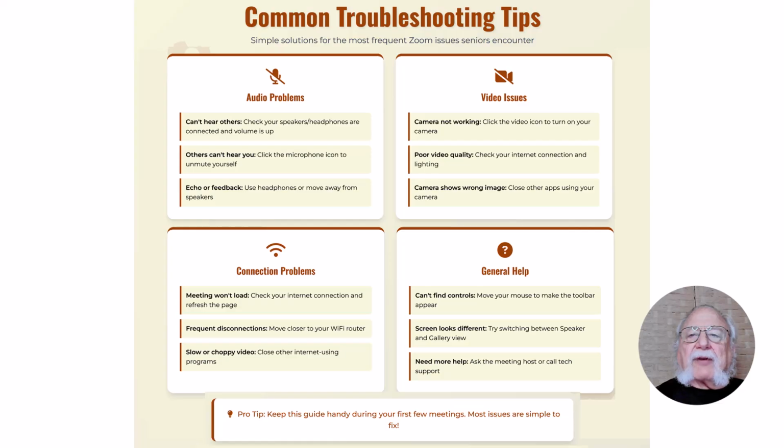For audio, if others can't hear you, check that you're unmuted, the right mic is selected, and try rejoining. If you can't hear others, check your volume, connections, and test your audio settings. For video, make sure your camera isn't blocked, in use by another app, or outdated, and restart Zoom if needed. For connection problems like poor quality or drops, check your internet speed, close bandwidth-heavy apps, move closer to your router, or use a wired connection.